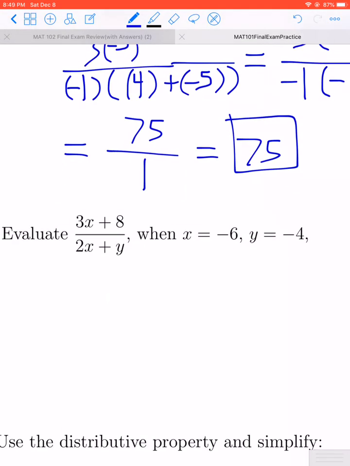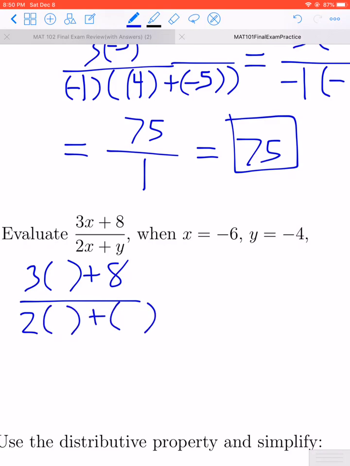Let's take a look at the next one. They ask us to evaluate 3x plus 8 divided by 2x plus y. So I'm just going to rewrite the expression, but I'm going to replace my variables with parentheses. Everywhere I see an x, we're going to put -6. That goes here and here. The value for y is -4, so that gets placed here. And then once you have everything plugged in very carefully, it's just a matter of following the order of operations to work out the final value.